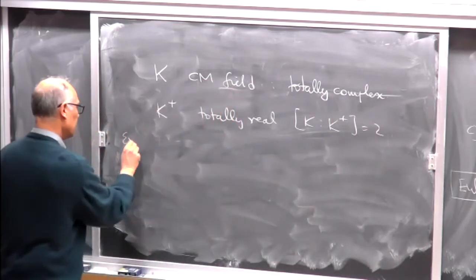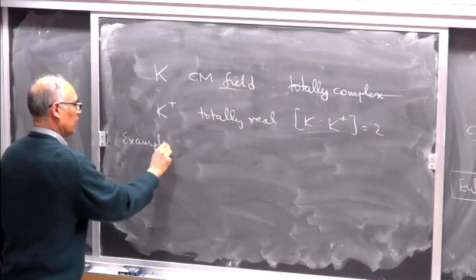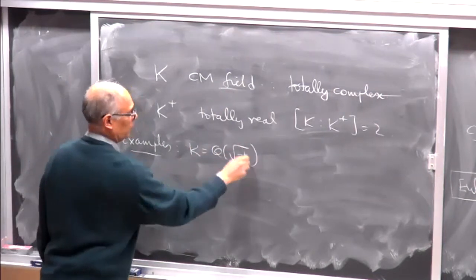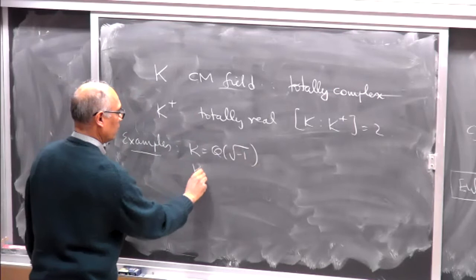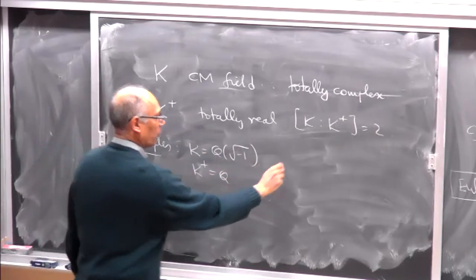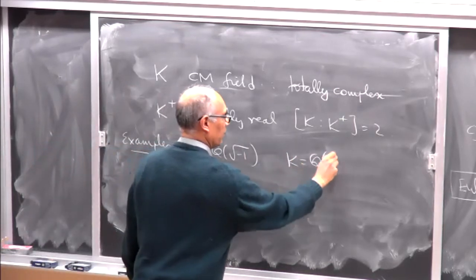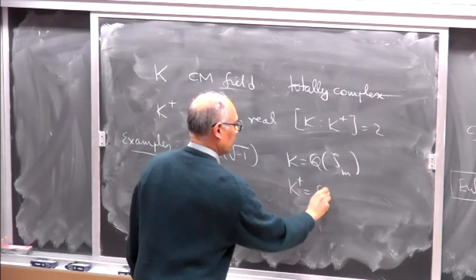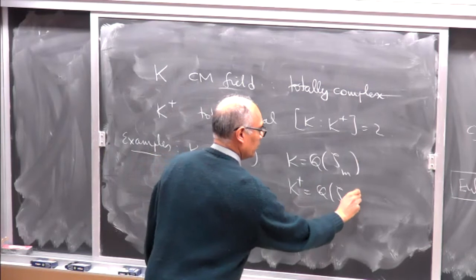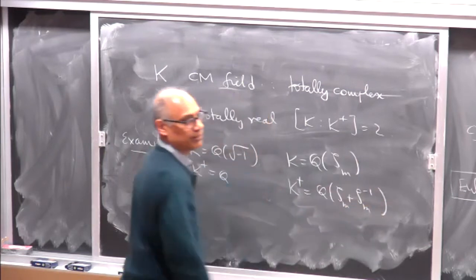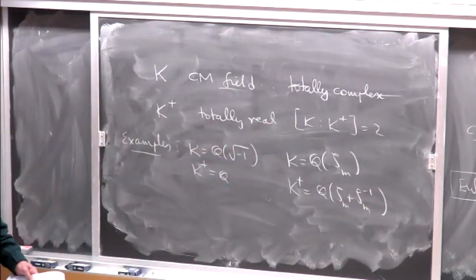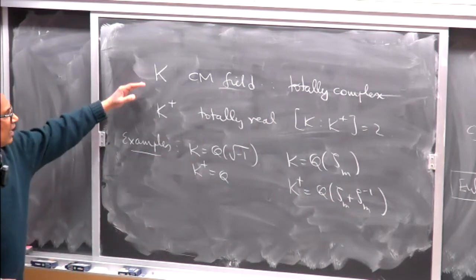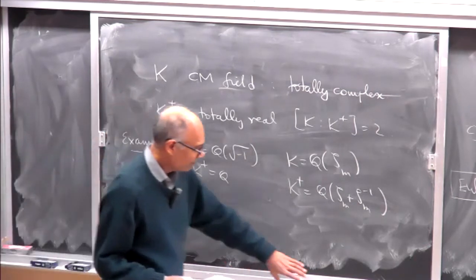Just keep the following examples in your mind. K is an imaginary quadratic field, Q root minus 1 if you like. So K plus is Q. Or you think of K as the field of mth roots of unity, and then K plus is Q adjoin zeta m plus zeta m inverse. Okay, so those are good examples to keep in mind. So I take a CM field and look at its real subfield.